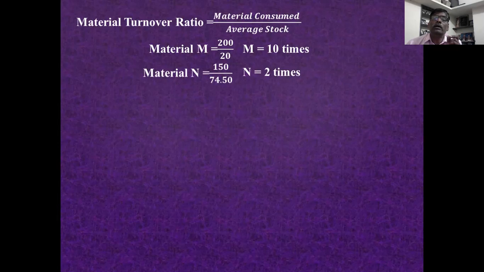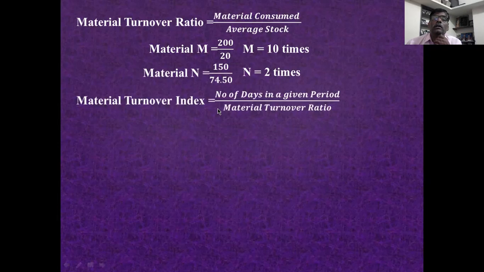Nearly 2 times means in a year you have to fill 2 times. In a year there are 12 months, so you have to fill the material 2 times. If you fill the material once, it will remain for half year, that is 6 months. And for the first, 10 times you have to fill means for every 1 month or more you are free regarding the first.